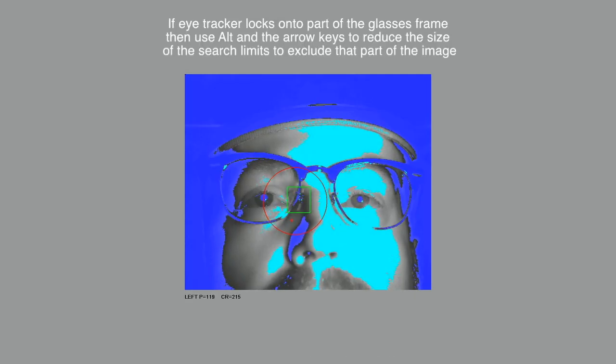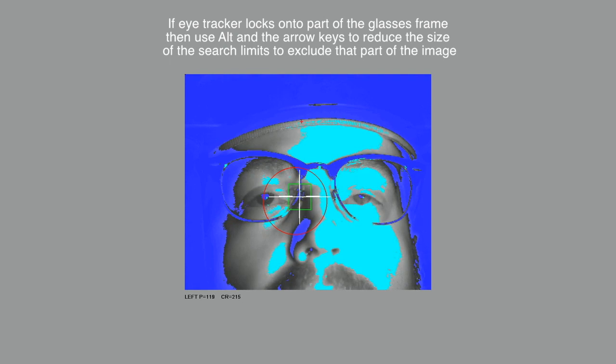With some glasses, the eye tracker may lock onto part of the frames. To prevent this from happening, you can reduce the size of the search limit so it excludes that part of the glasses. Click on the pupil to center the search limit, then hold the Alt key and use the arrow keys to adjust the size of the search limits.